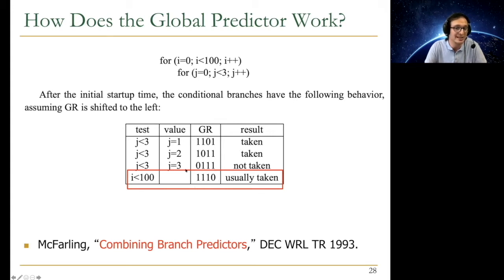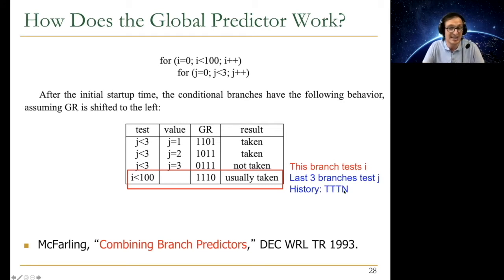What's not shown here is actually the previous instance of this outer loop branch that was also taken, because it's taken most of the time, as you can see. So the global history register that you see when you actually try to fetch this loop branch, outer loop branch, is 1110. And the outcome is usually taken because you fall through this branch only after the 100th iteration, right? Okay, so this branch tests I, as I said. Last 3 branches test J. That's why you have this history taken, not taken when you actually fetch this branch.